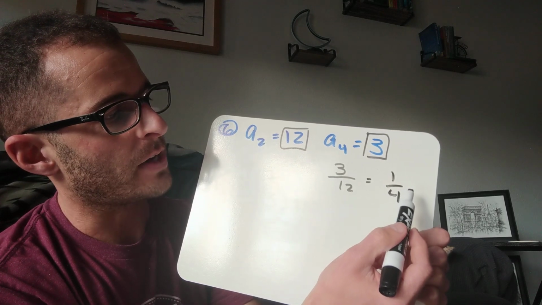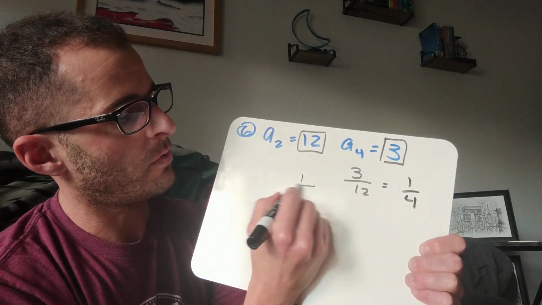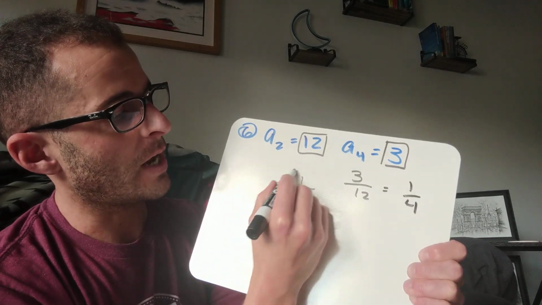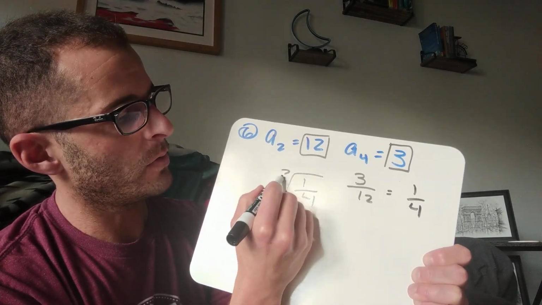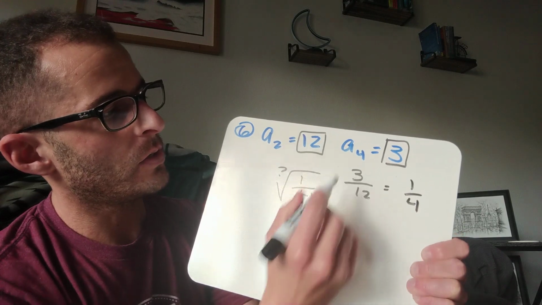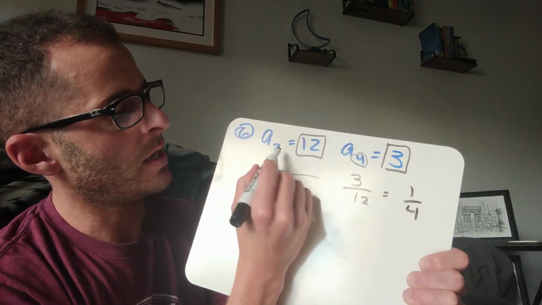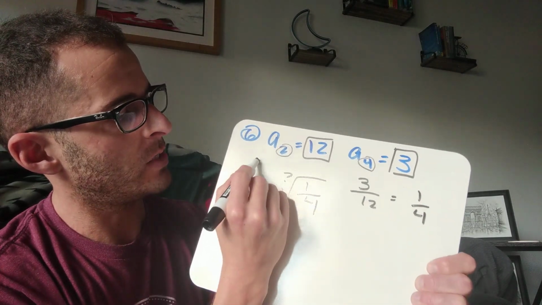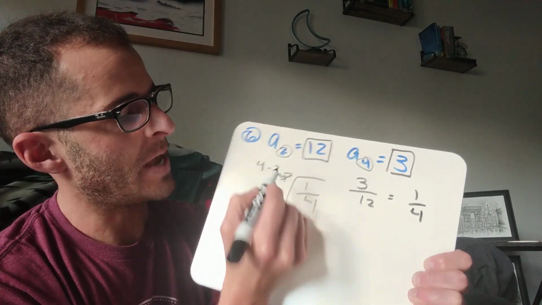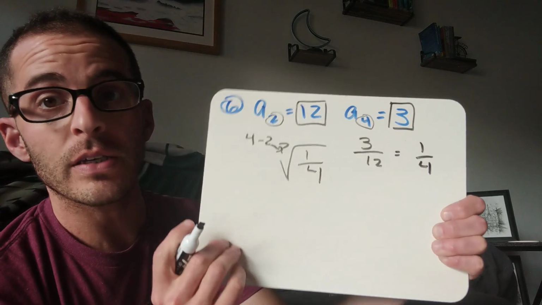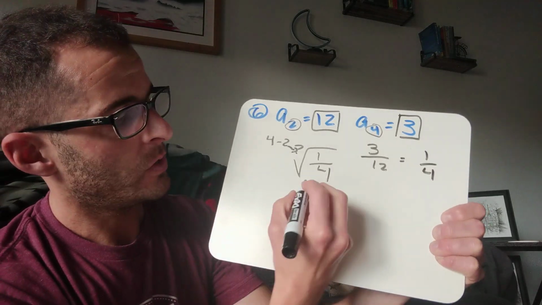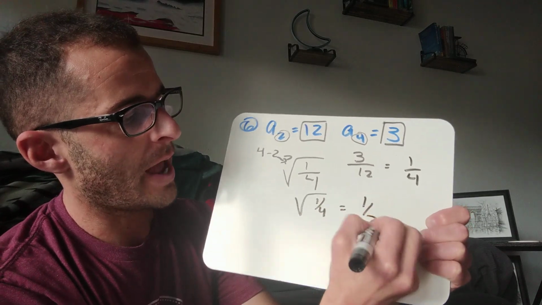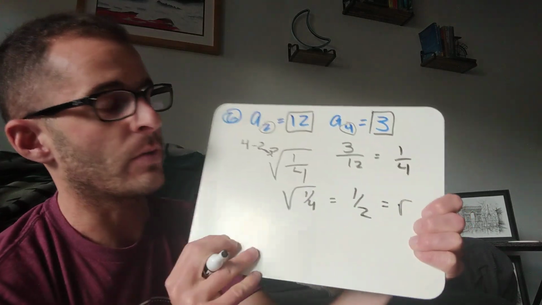So we simplified it. Now that we have 1/4, that is not our common ratio. We are going to take a root. But what root are we going to take? What we're going to do is now take the ends and we're going to subtract them. 4 minus 2. That's going to be our root. So in this case, it is just the square root. So we're going to take the square root of 1/4, which is 1/2, and that is our common ratio.